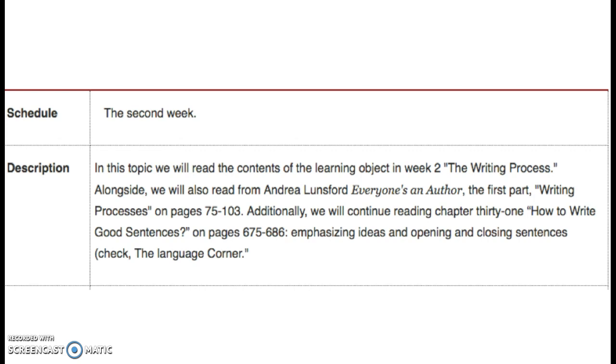You have to read from Andrew Landford's Everyone's an Author, the first part, writing processes on pages 75 through 103. And we are going to continue reading the material from the language corner, which is about sentences, sentence patterns, and also choice of words and exercises on the topic. As I told you before, this information appears on pages 675 through 686 in your book, emphasizing ideas and opening and closing sentences. So you need to check the language corner.